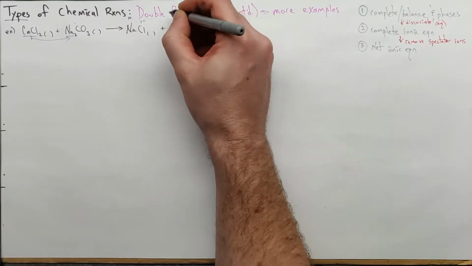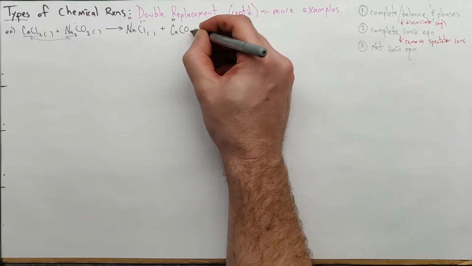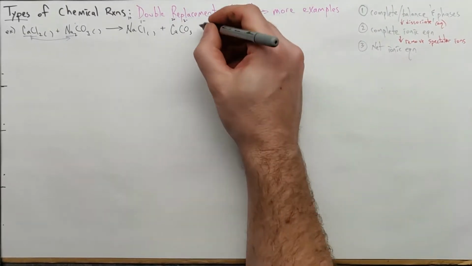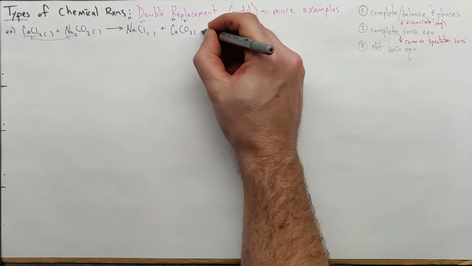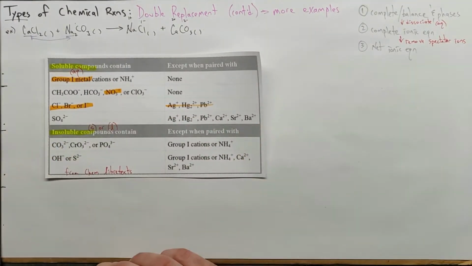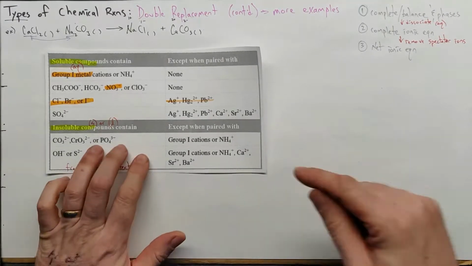We've got calcium now, which is a 2+, and carbonate, which is a 2-. And so you could bring the 2 and the 2 down, and then you have to remember not only are we crisscrossing, but we are also reducing. All right, now we said we're going to identify those phases using our solubility rules.